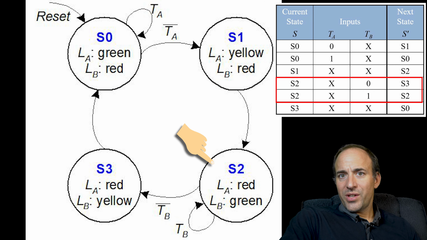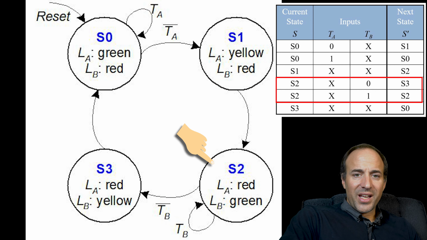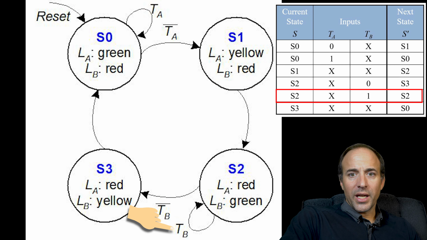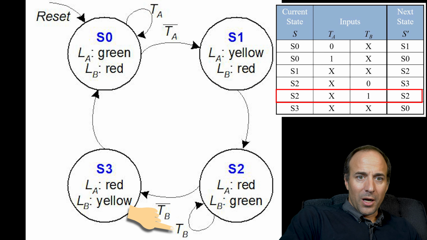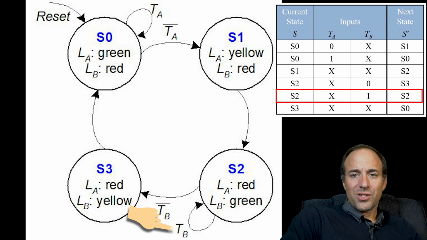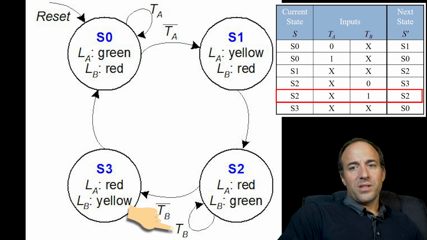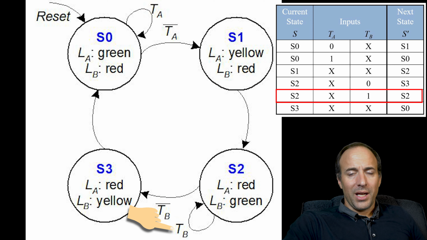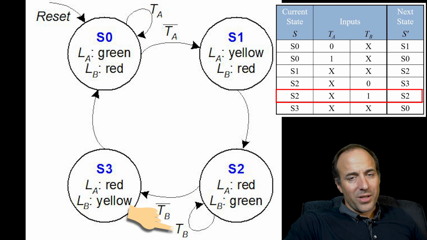In S2, we are indicating a green light on Bravado and a red light on Academic. As with S0, we will stay in this state as long as we sense traffic on Bravado, meaning that TB is 1, and TA is a don't care. By staying in this state, I mean that the next state is S2, which is the same as the current state. So this is a loop back transition, just like we had in the case of state S1.